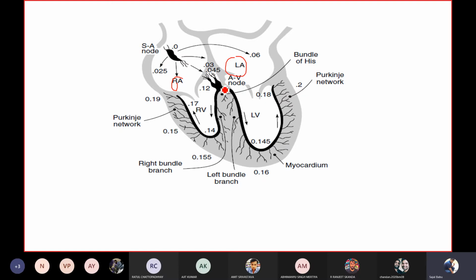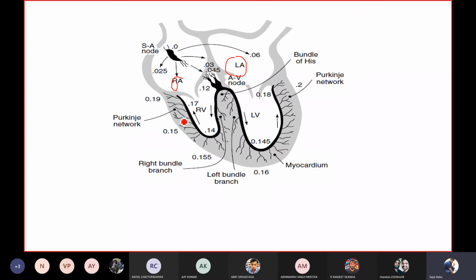Okay, this is called the bundle of His, and from the bundle of His this electrical impulse will get distributed to the right and left through Purkinje fibers, which is called the Purkinje network. You can see the small branches here, which are called the Purkinje network, and these are the end points. And from this Purkinje network, these electrical impulses will go to the muscles.